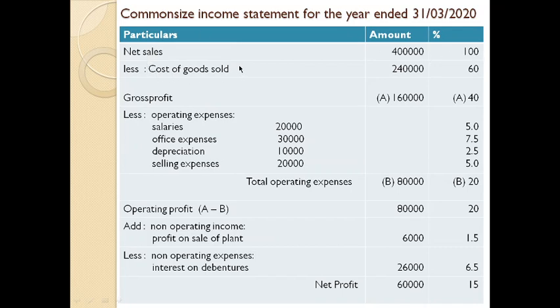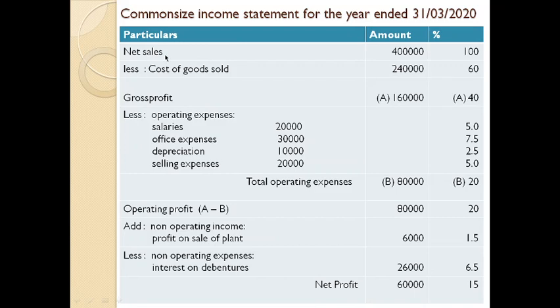Next one, cost of goods sold. Same procedure, cost of goods sold amount 2,40,000. 2,40,000 divided by 4 lakhs into 100. Why did we select 4 lakh? Because the equation is whatever item you are selecting, that particular item divided by net sales of that same question into 100. You will get 60%.